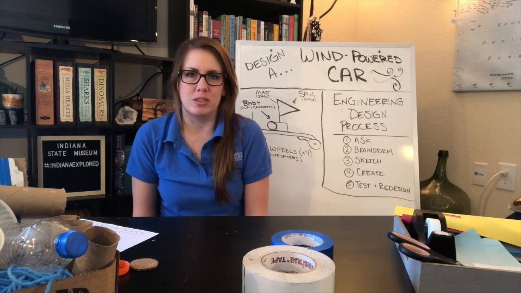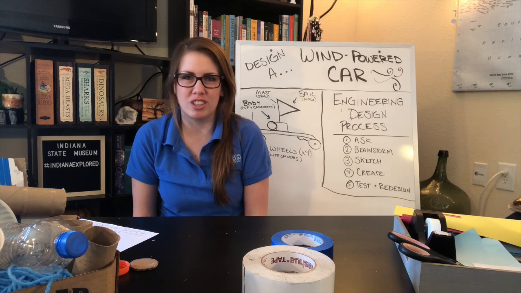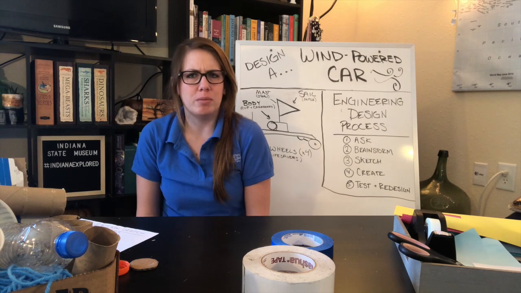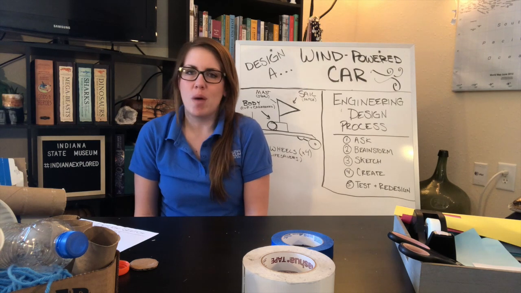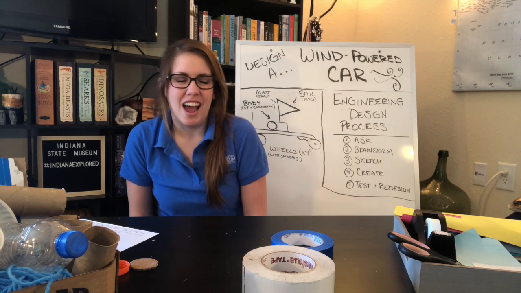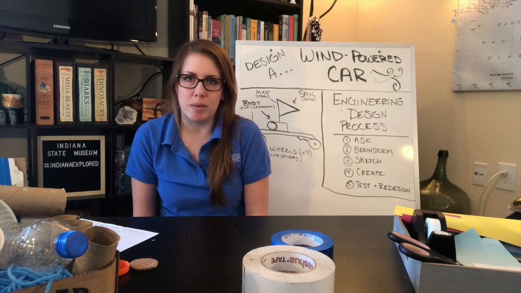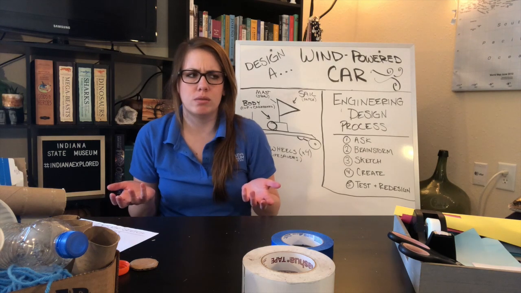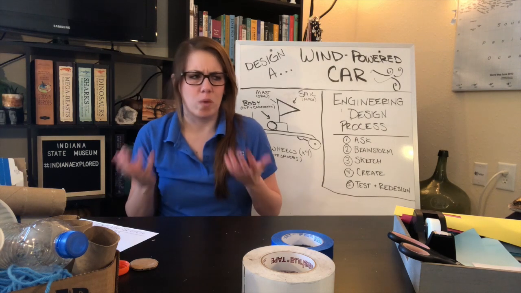And today I have an engineering design challenge for you. We are going to build wind-powered cars today using everyday objects we might find around the house. And we're going to do that using the engineering design process. To get started, the first thing we need to do is ask ourselves what we're building today and why we're building it.